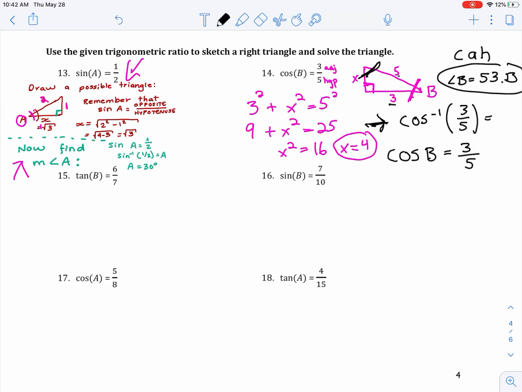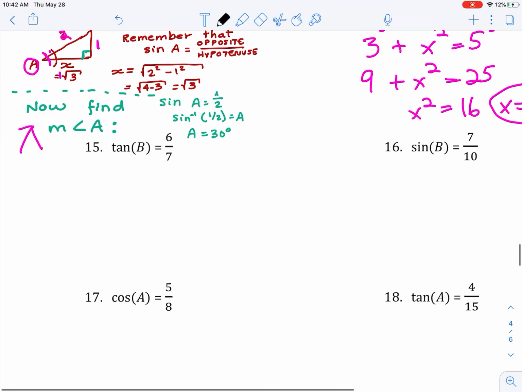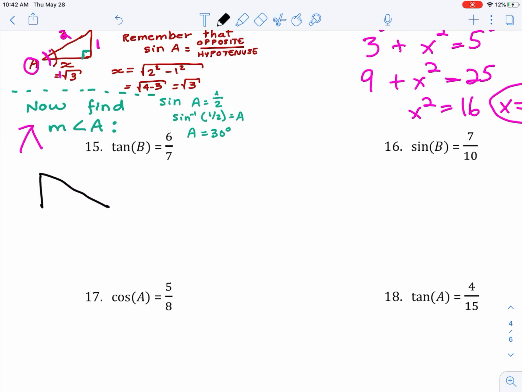Okay, let's do just a couple more. So let's do tangent B of 6/7. So I'm going to draw my right triangle. And let's put B up here this time. Okay, so B is up there. Tangent is TOA, remember? Opposite over adjacent. So this is opposite B, and this is adjacent to B. Okay, so that's the setup for the triangle.